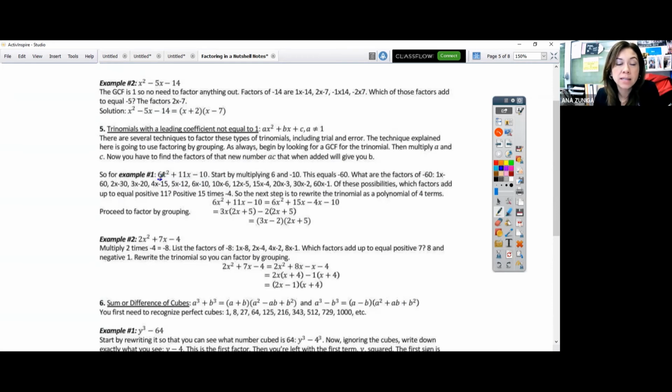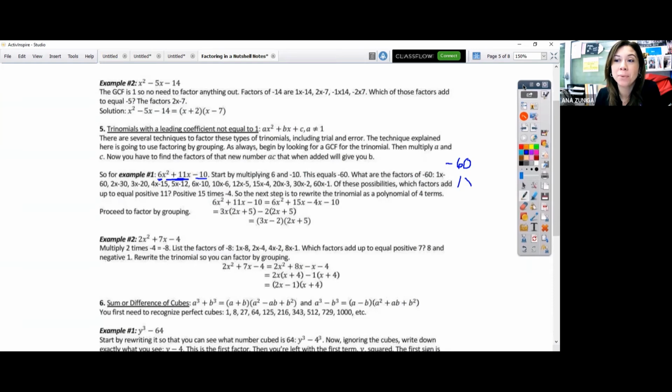I'm going to take the 6 and I'm going to multiply by negative 10. That gives me negative 60. Then I'm going to ask myself what multiplies to give me negative 60 that's going to add to give me positive 11. And this is where times tables are really important and being able to multiply. If you don't know, it's going to be 15 times 4. Okay, so 15 times 4 is going to give me 60 when I multiply.